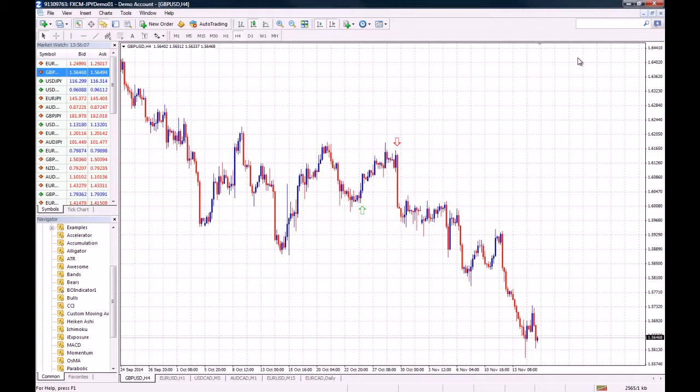So you can see that this indicator is very accurate when it comes to picking turning points in the market.